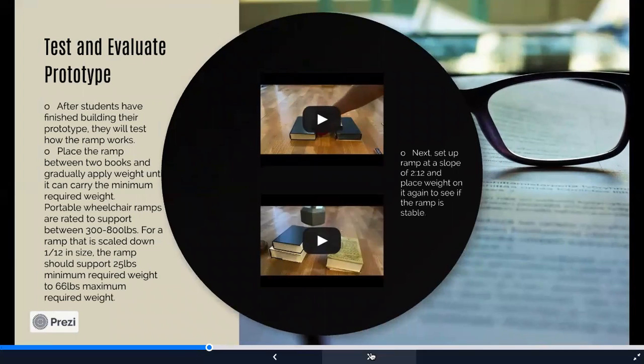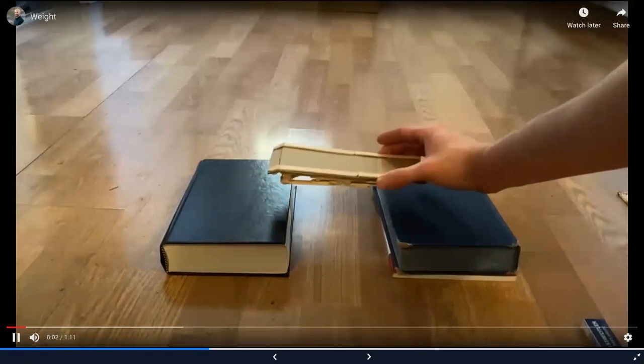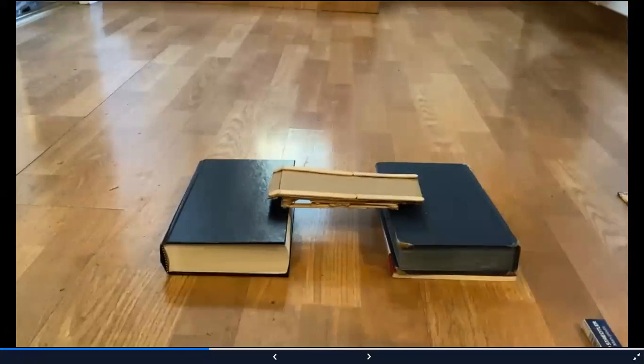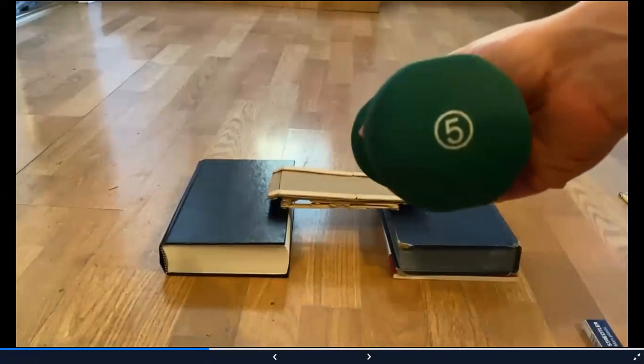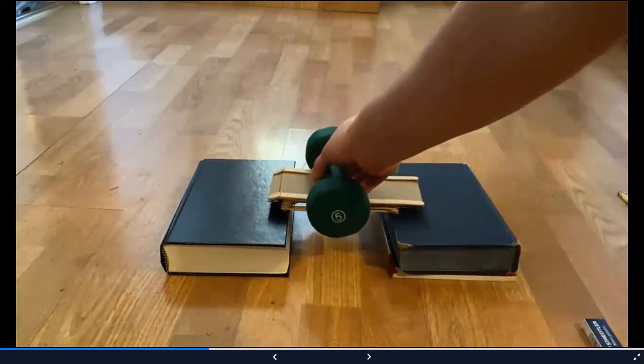The test and evaluate step is really where the rubber meets the road. This make-it-or-break-it stage is where all the research, brainstorming, design, and construction came together to create a working prototype. For this assignment, students will need to test their prototype to determine if it can support the minimum required weight of a wheelchair ramp. The 1/12 scaled down weight for the prototype is 25 pounds. The students will place the ramp between two books and gradually apply weight until it can carry the minimum required weight.